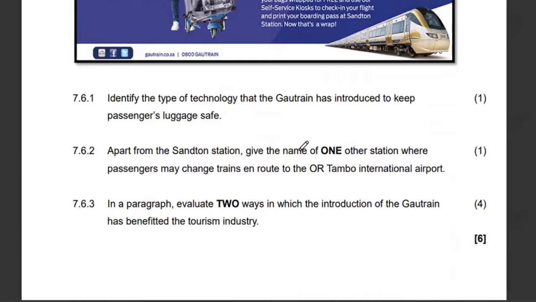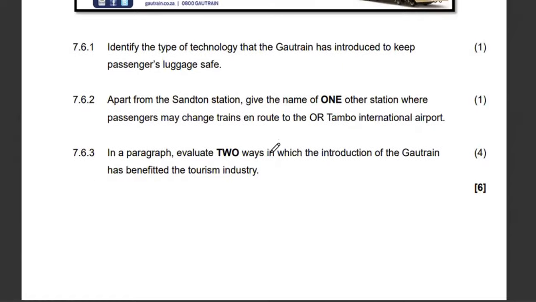Okay, that's the advert for Gautrain. Identify the type of technology that the Gautrain has introduced to keep the passengers' luggage safe. So the type of technology is called free baggage wrapping. That is known as free baggage wrapping.